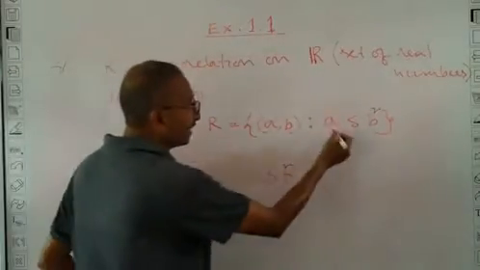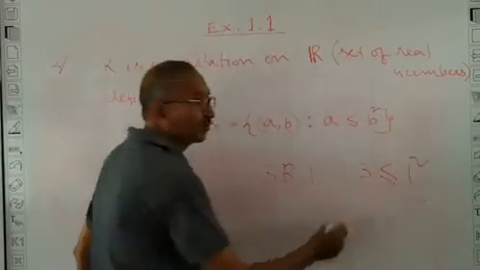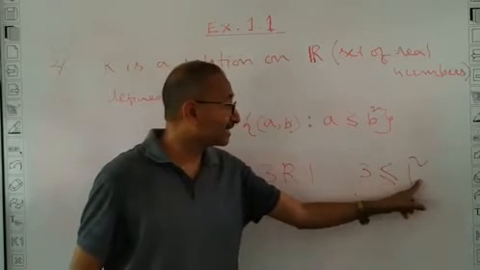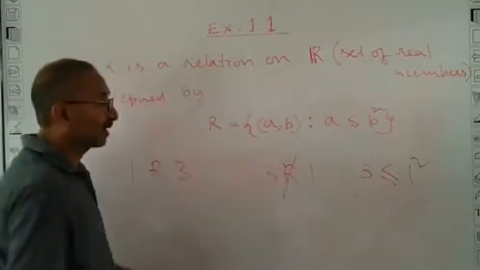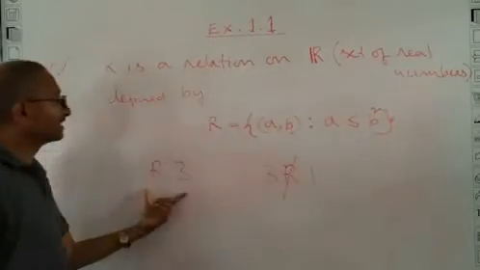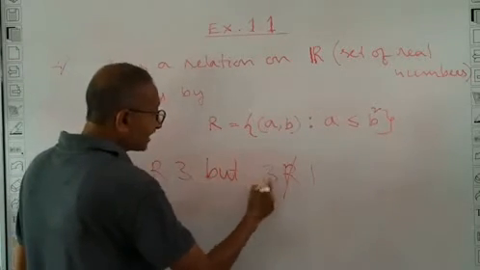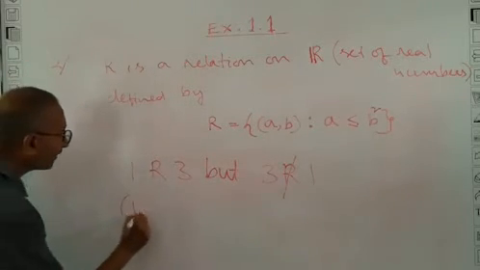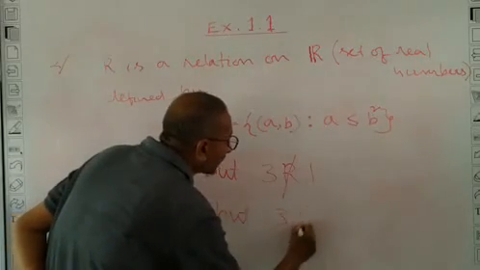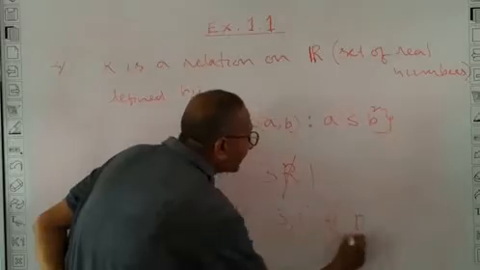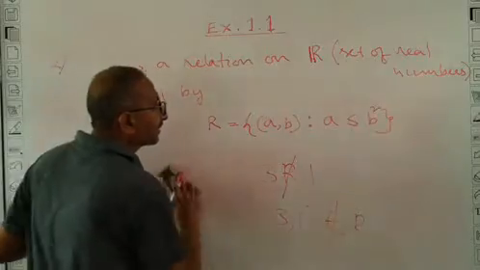In place of a, you write 3, in place of b, you write 1 square. Is it true? No, it is not true, because 1 is not greater than 3. That means 3 is not related to 1. So 1 is related to 3, but 3 is not related to 1. Or you can write (1, 3) belongs to R, but (3, 1) doesn't belong to R. That is why it is not symmetric. Okay, fine. Now the last one, transitive.